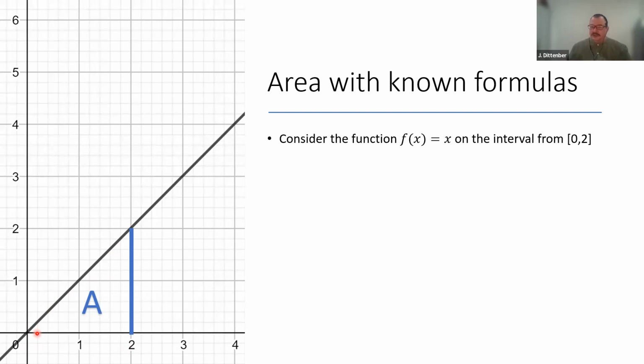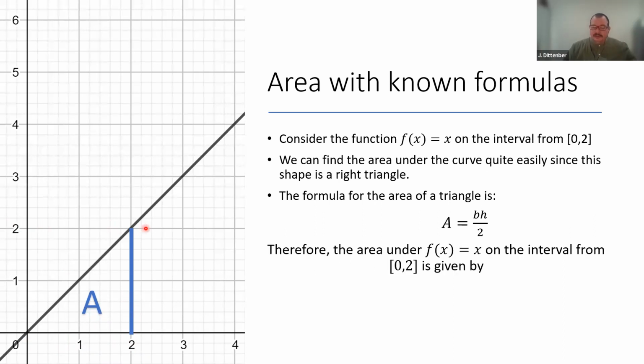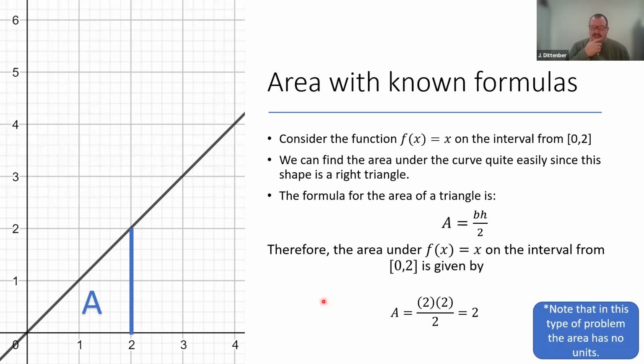So it's really easy to see that we can find the area under this curve simply by using the formula for the area of a triangle, which is just going to be your area equals base times height divided by 2. In this case, the base of the triangle is 2 minus 0, so it's 2. And then the height is also 2, since it's the line of symmetry. And so we get 2 times 2 divided by 2. So there's our area.